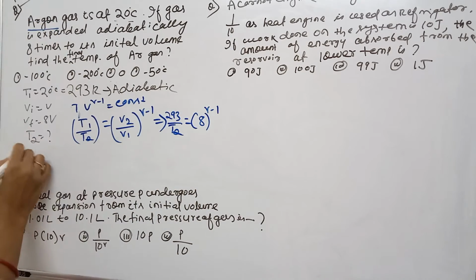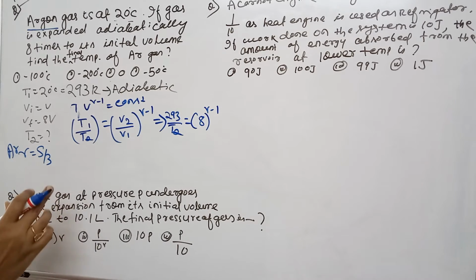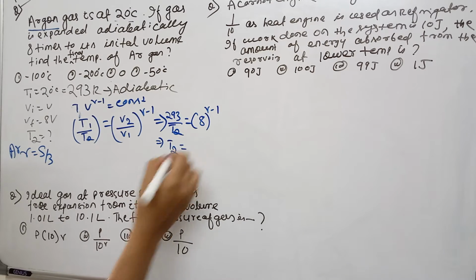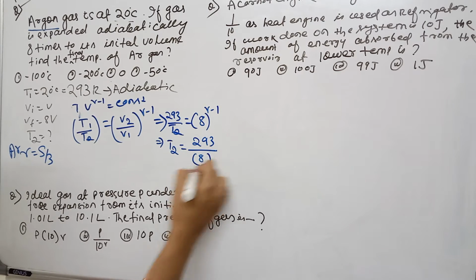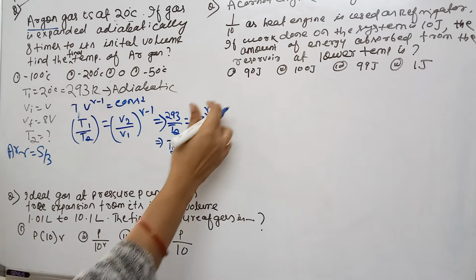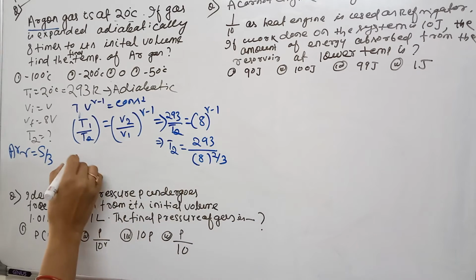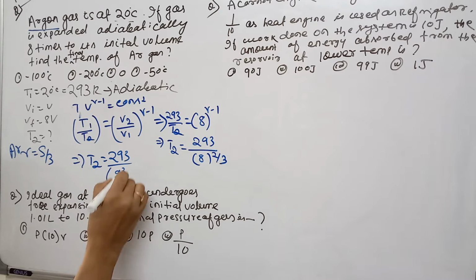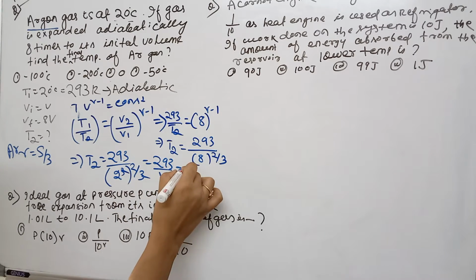This is an argon gas. So what is gamma for argon? For argon, gamma will be 5 upon 3. Monoatomic gas, so that would be 5 upon 3. So that means T2 is equal to 293 upon 8 to the power gamma minus 1. Gamma is 5 by 3 minus 1, which is equal to 2 by 3. So T2 is equal to 293 upon 8 to the power 2 by 3. 8 is 2 cube, so 2 cube to the power 2 by 3 is 2 square, that is 4. So this is 293 upon 4. That is equal to how much?